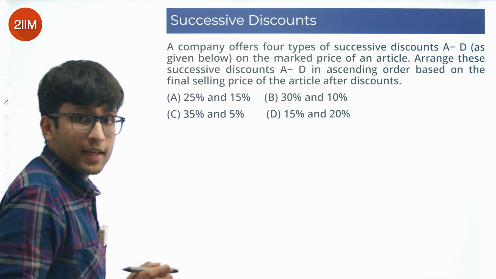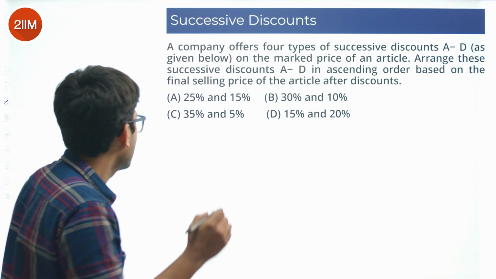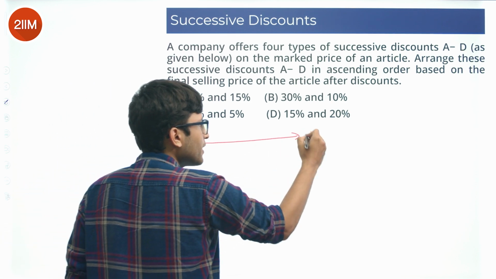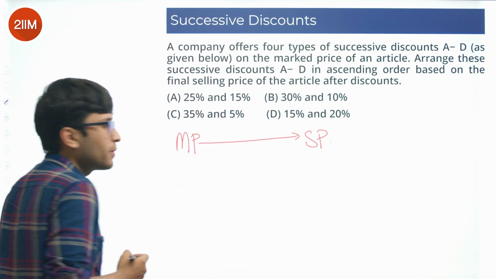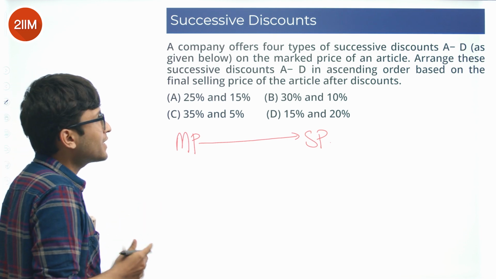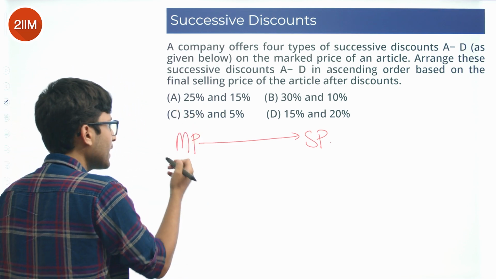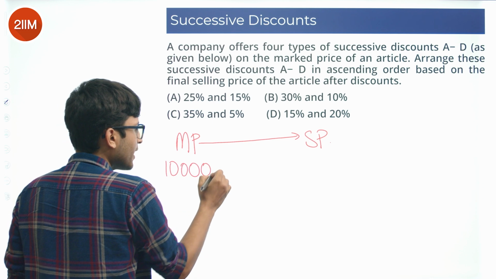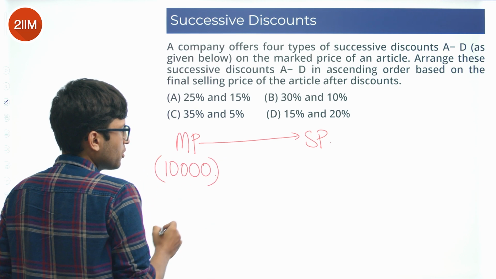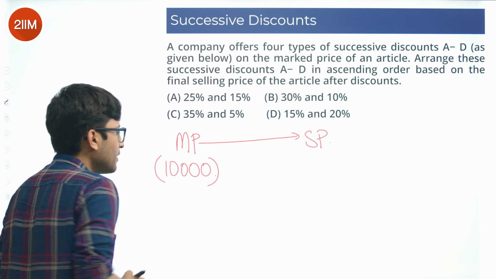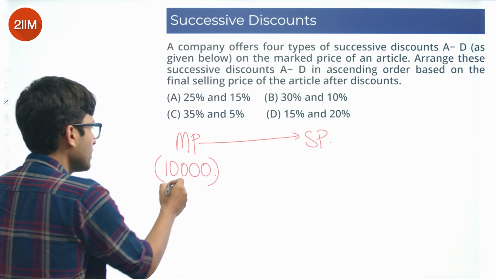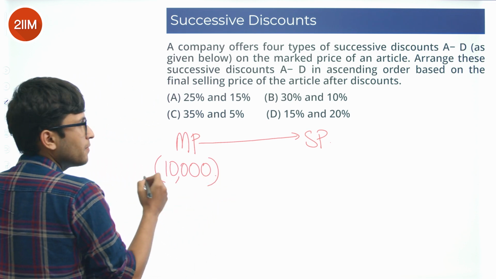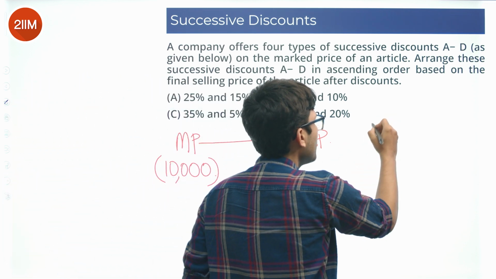The first thing is they haven't mentioned the marked price, which would be getting converted into the selling price. This is what would be happening, right? As they haven't mentioned it, only the percentages, we can assume any value. Let us assume it to be 10,000. Okay, so for the first case, let me write it down over here, 10,000.